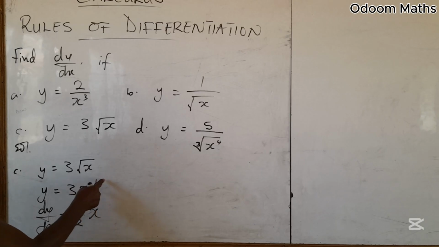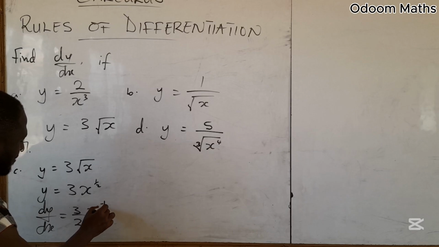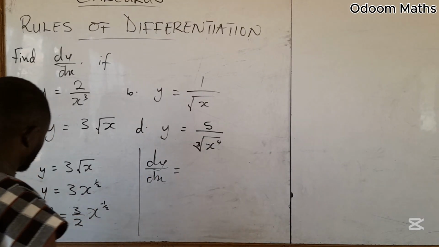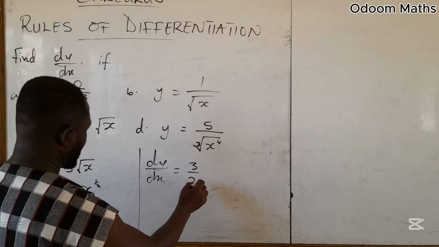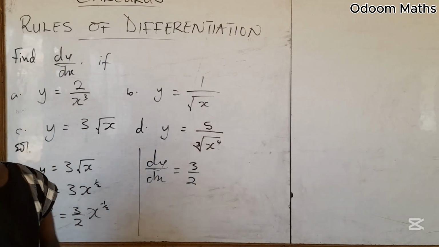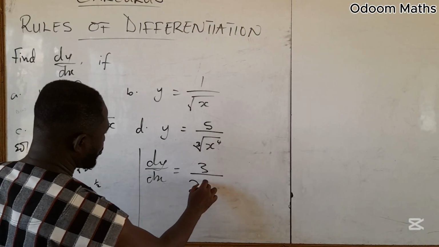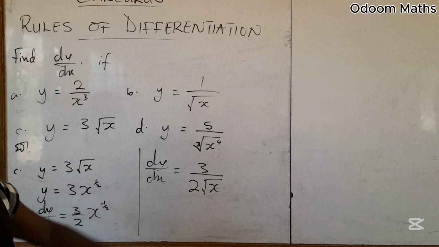Then we take 1 from here. That is going to be half minus 1, which is negative half. So our dy/dx becomes 3 over 2 x to the power negative half. Let me write the final answer. So that is going to be 3 over 2 root x.